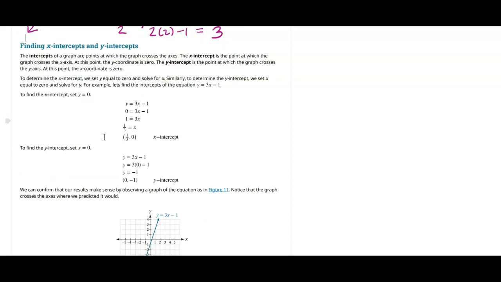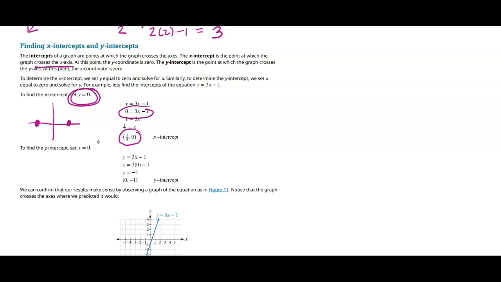The other way that you can graph, other than plotting points, is by finding the x and y intercepts. The x-intercept is the point in which the graph crosses the x-axis. Well, if we cross the x-axis, then that means I'm going to set y equal to 0. So you can see in this equation here, I let y be equal to 0. I add 1, divide by 3, and so this must be my x-intercept at (1/3, 0).